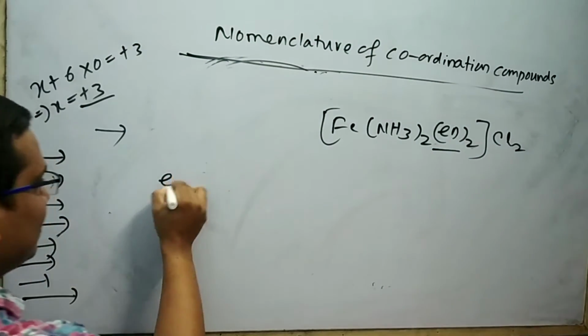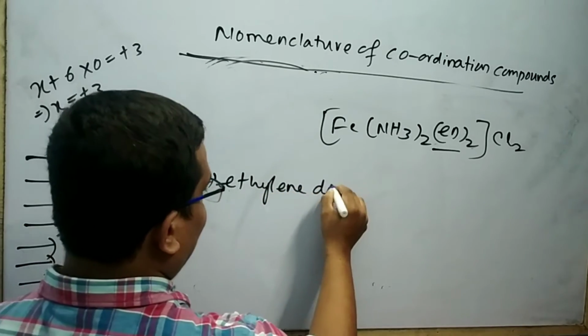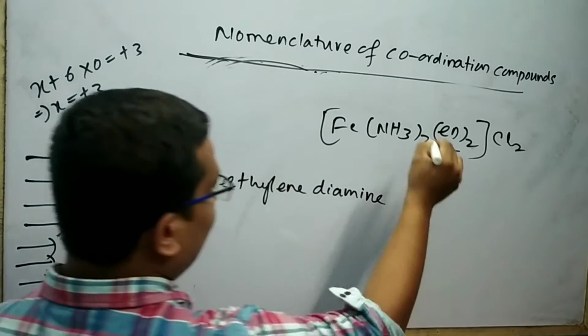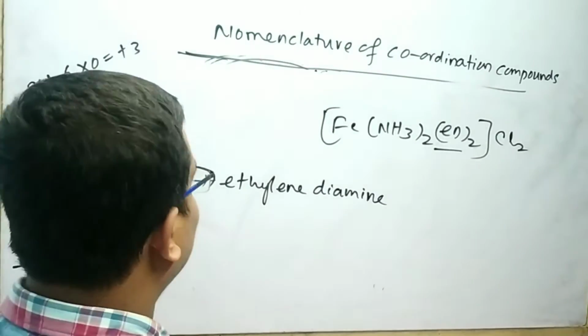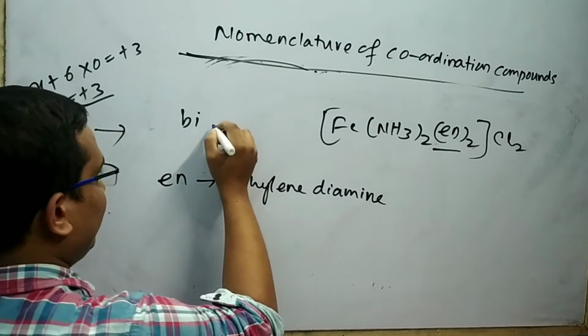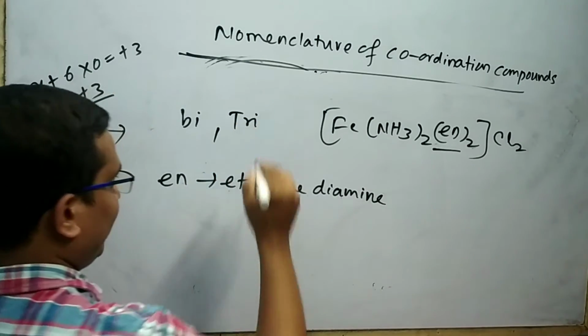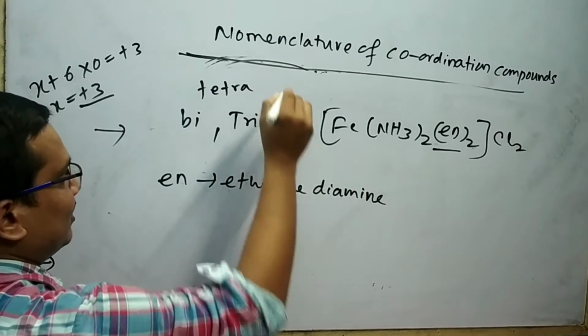Here en means ethylenediamine. There are 2 en present. For 2 we generally use di, for 3 generally we use tri, for 4 we generally use tetra, like this.